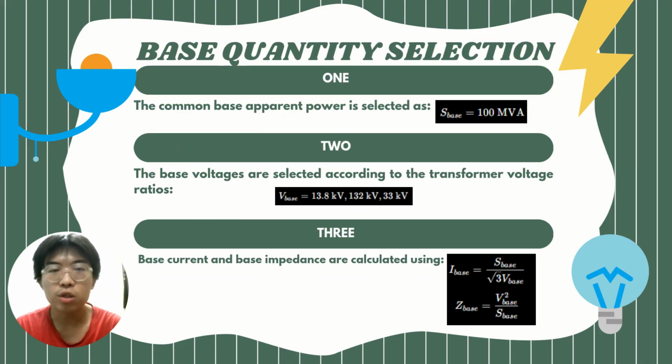Then this is the part of the base quantity selection. We use the common base power as S base equal to 100 MVA, and the base voltages are selected according to the transformer voltage ratio, that is voltage base for 13.8 kV, 132 kV, and 33 kV. The base current and the base impedance can also be calculated by using I base equal to S base divided by square root 3 times V base. And the Z base can be calculated as V base squared divided by S base.